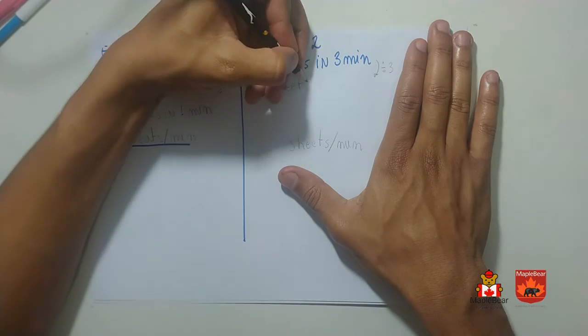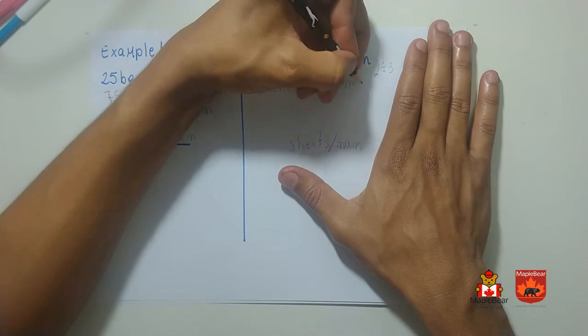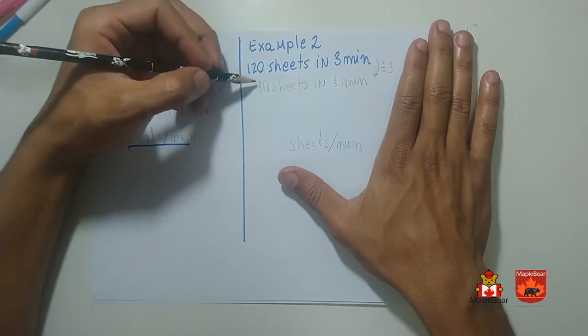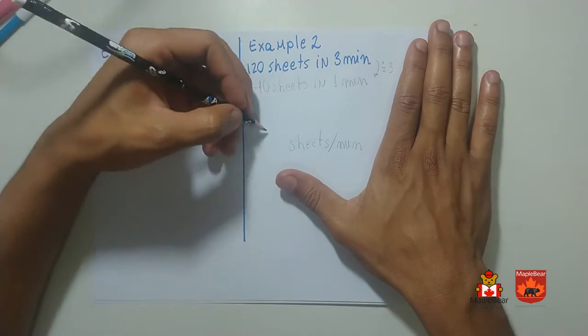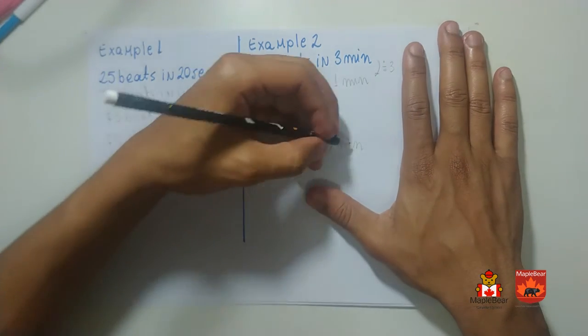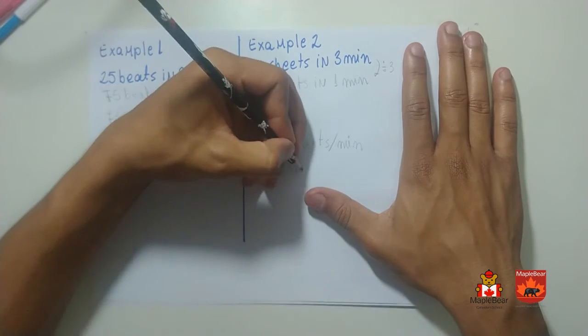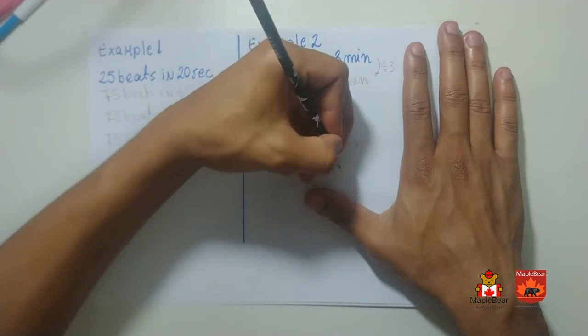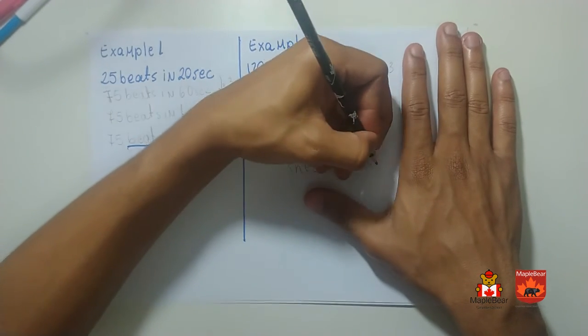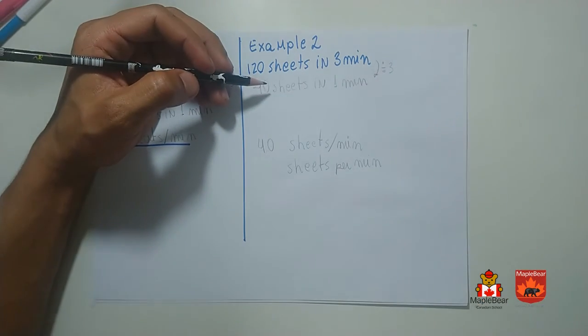sheets. In how many minutes? 1 minute. Cool. So 40 sheets in 1 minute, and it's the same thing as saying that I'm going to have 40 sheets per minute. Okay, that's last year. I can write like that, or I can write like that. That's going to be my whole new unit that I'm going to work with.